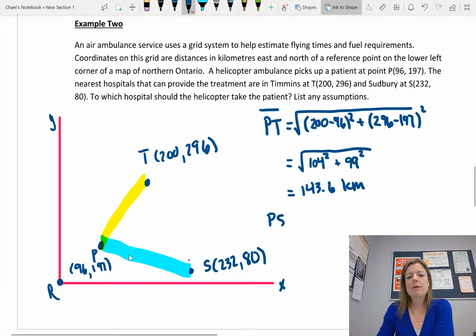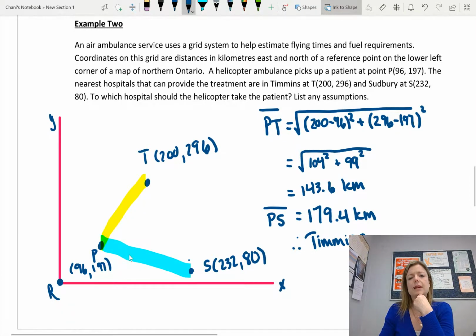So now you guys find out how far it is from the patient to Sudbury. So pause the video. You should have gotten that it was 179.4 kilometers. So based on this analysis, we can assume that Timmins is the better hospital. But what are we assuming? You guys can write this out in more detail. Just with this trackpad, it's hard to write this. So listen up. They should take it to Timmins, assuming shortest distance. Write out shortest distance is best.